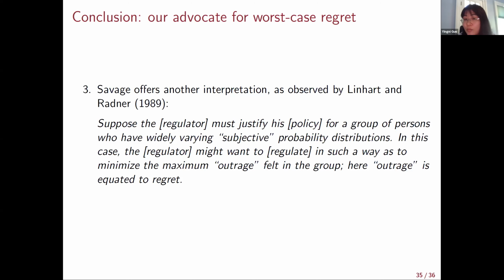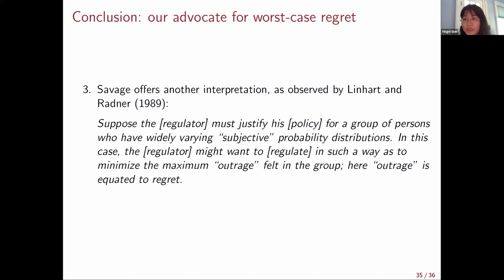The last motivation is the group decision motivation offered by Savage. This is a quote from Linhart and Radner, and I just changed a few words to fit our setting. Suppose that the regulator must justify its policy for a group of persons who have very different subjective probability distributions. In this case, the regulator might want to regulate in such a way as to minimize the maximum outrage felt in the group. Here, the outrage is equal to the regret. So that's the group decision justification.